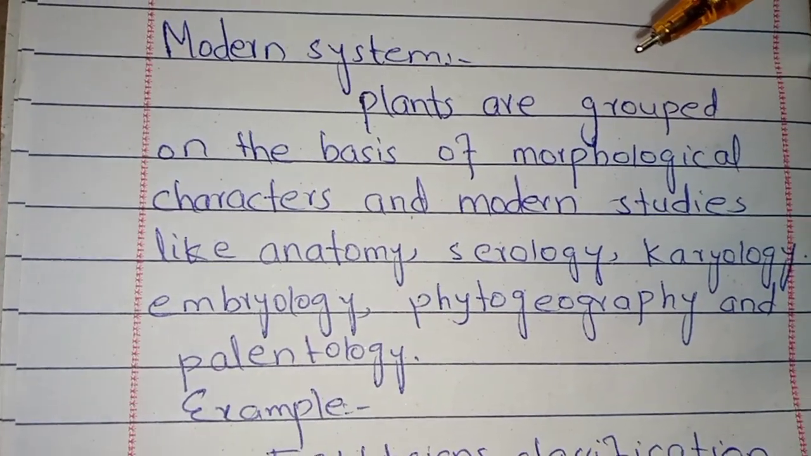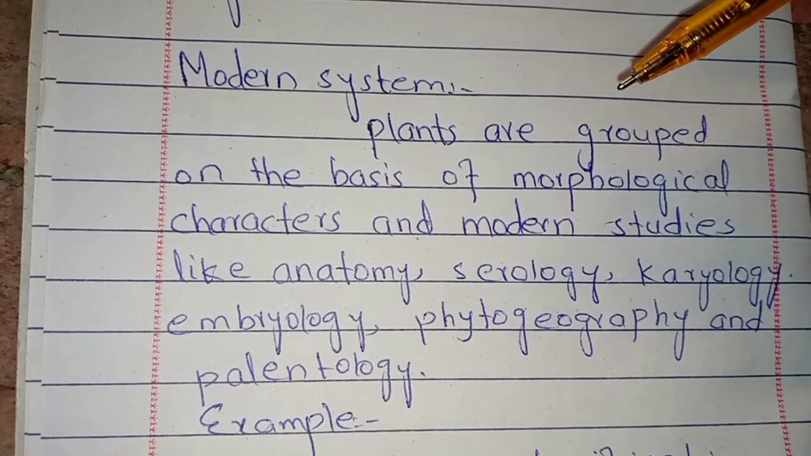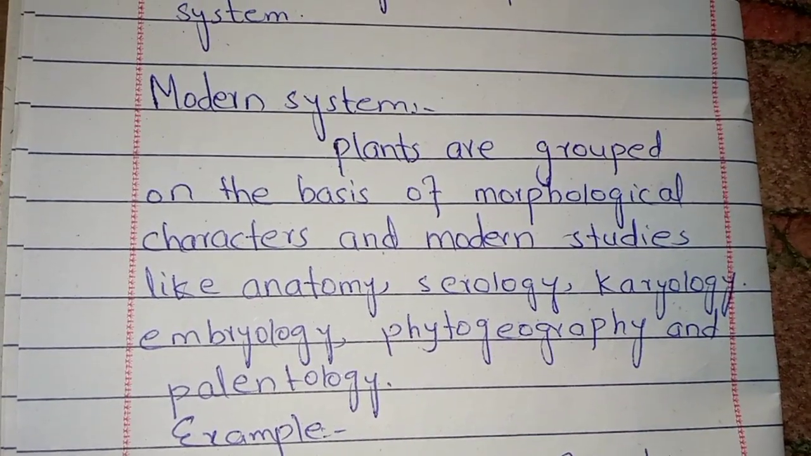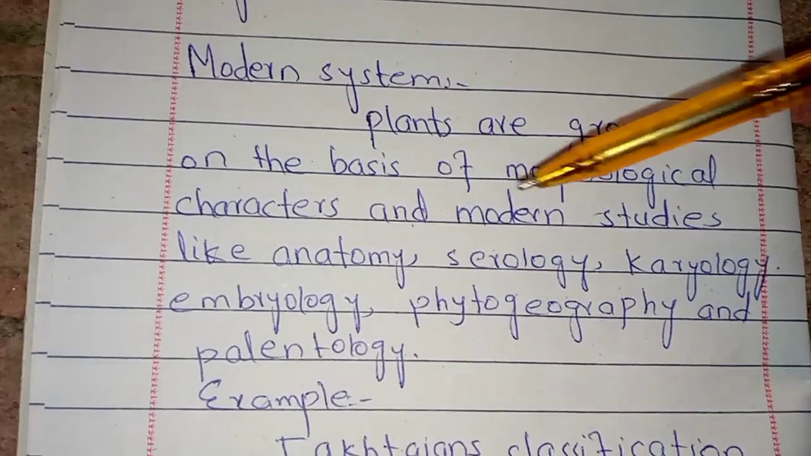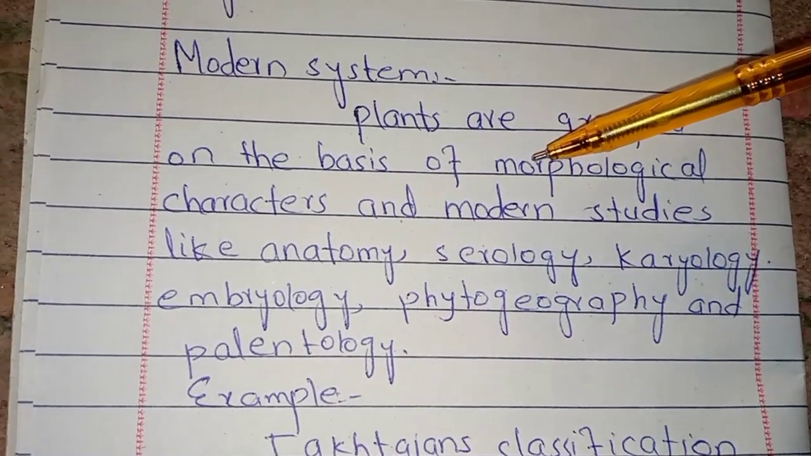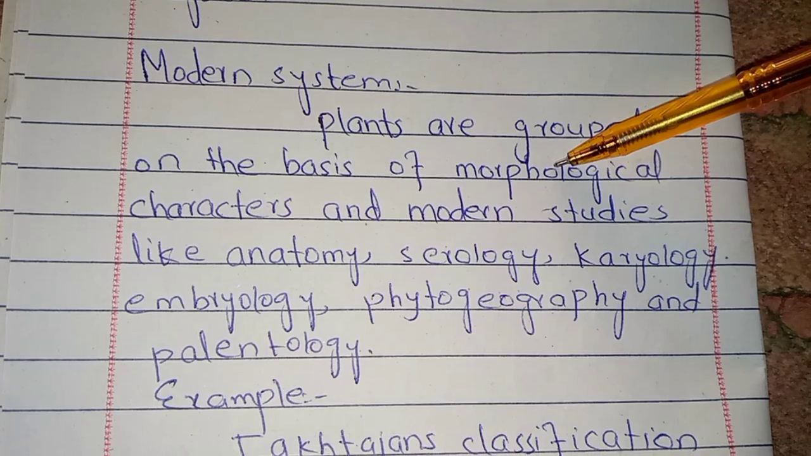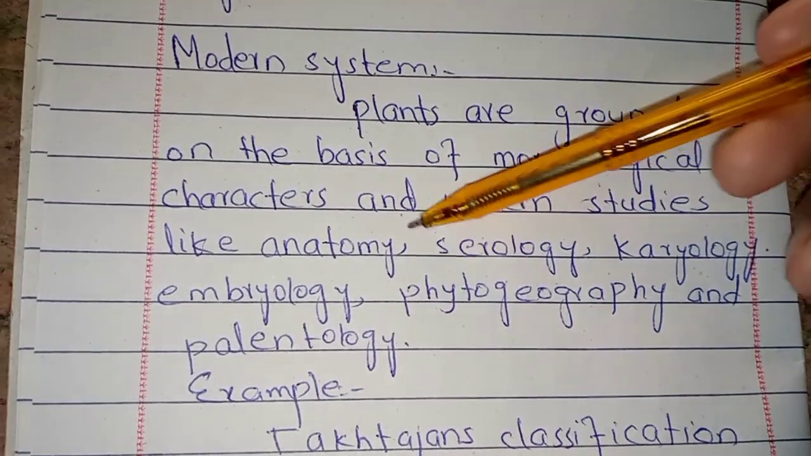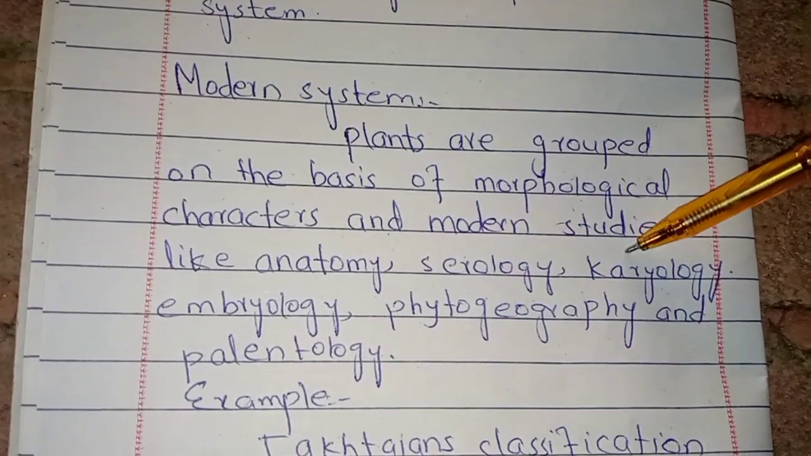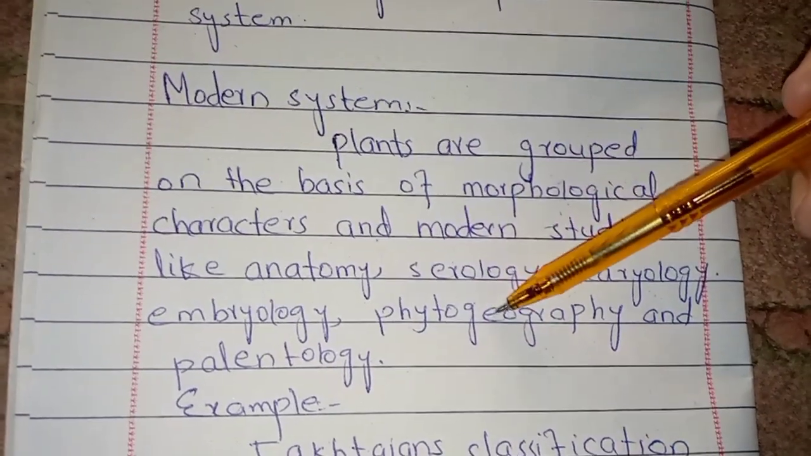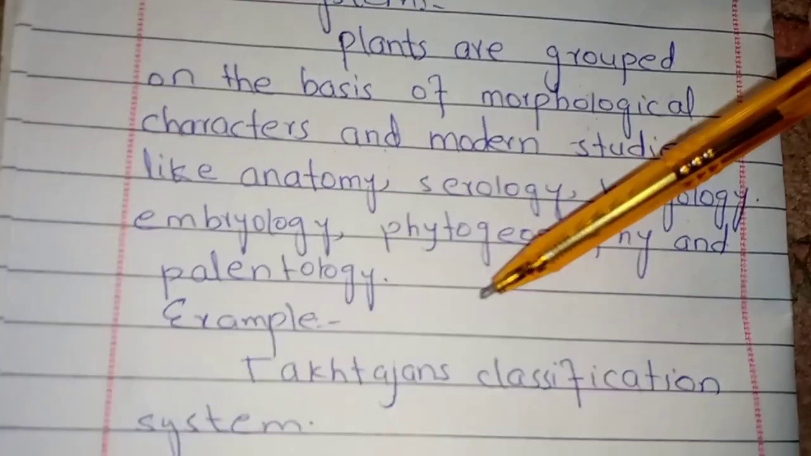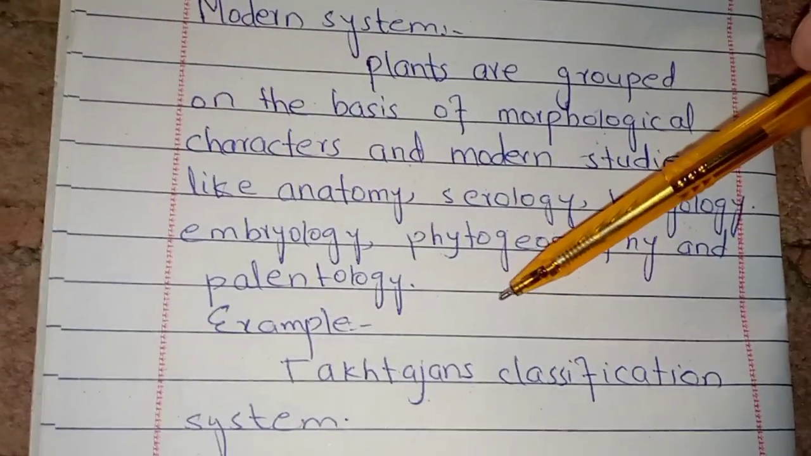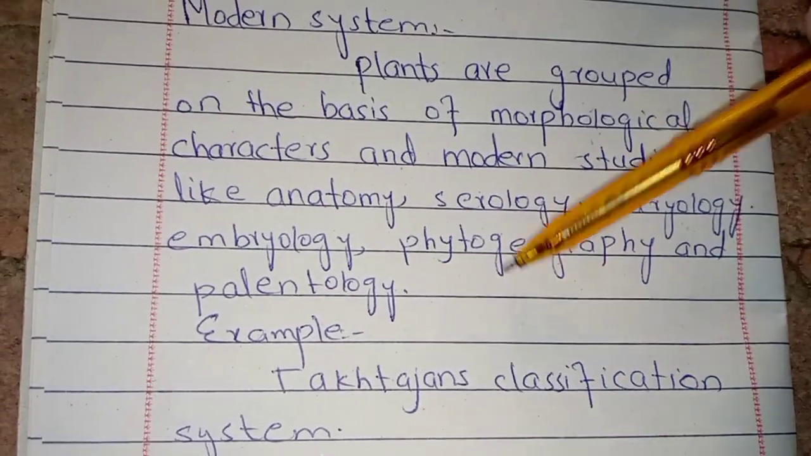The modern system is used for classification of plants because it has wide aspects to identify and classify the plants. In the modern classification system, plants are grouped on the basis of morphological characters, and it includes modern studies. The modern studies include plant anatomy, plant serology, karyology, embryology, phytogeography, and palynology. An example of this system is Takhtajan's classification system. It is based on a new reformation in plant taxonomy.